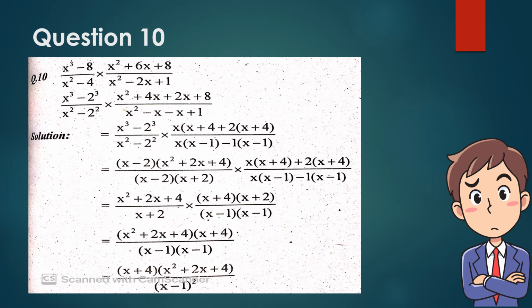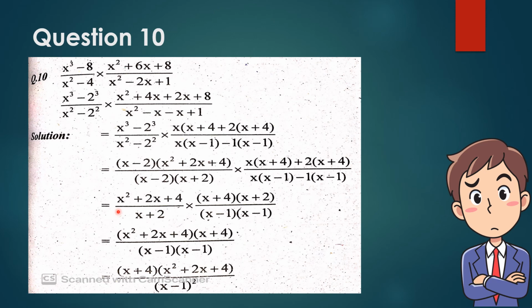In question number 10 you have (x cube minus 8) divided by (x square minus 4). So the formula will be a cube minus b cube, and in the denominator we have a square minus b square. In the second fraction you have x square plus 6x plus 8. You are applying the midterm method, and in the denominator you are having x square minus 2x plus 1. You will apply the midterm method also. So from the third step I am explaining to you.